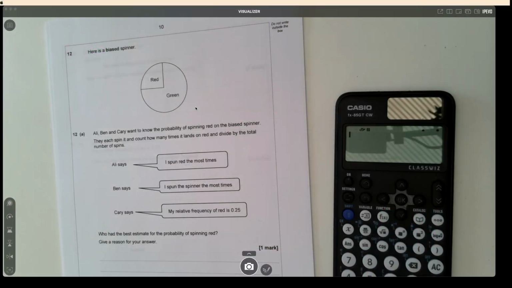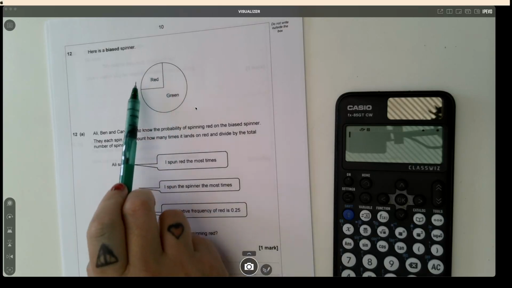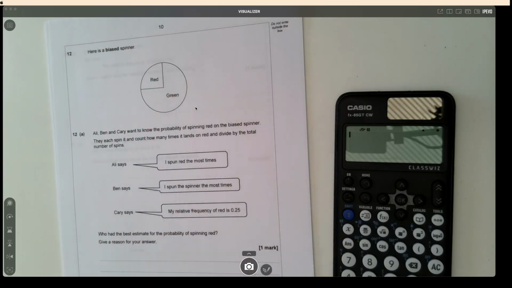Question 12. Here is a biased spinner. So we've got a spinner here that has a section for red and a section for green. It's a biased spinner because you've got more chance of landing on green than you do red. 12A. Ali, Ben and Carey want to know the probability of spinning red on the biased spinner.